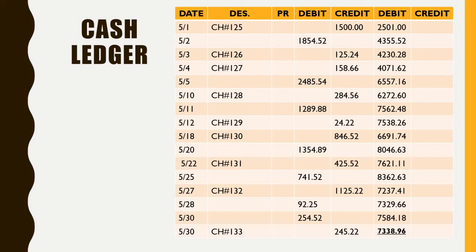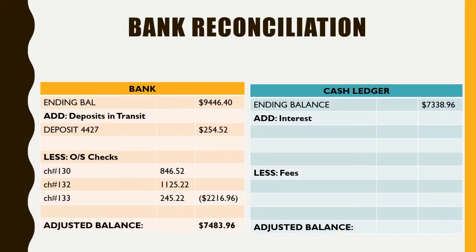So my total current ending balance in my cash account or checking account should be $7,338.96. So boom, I plop that on right there.